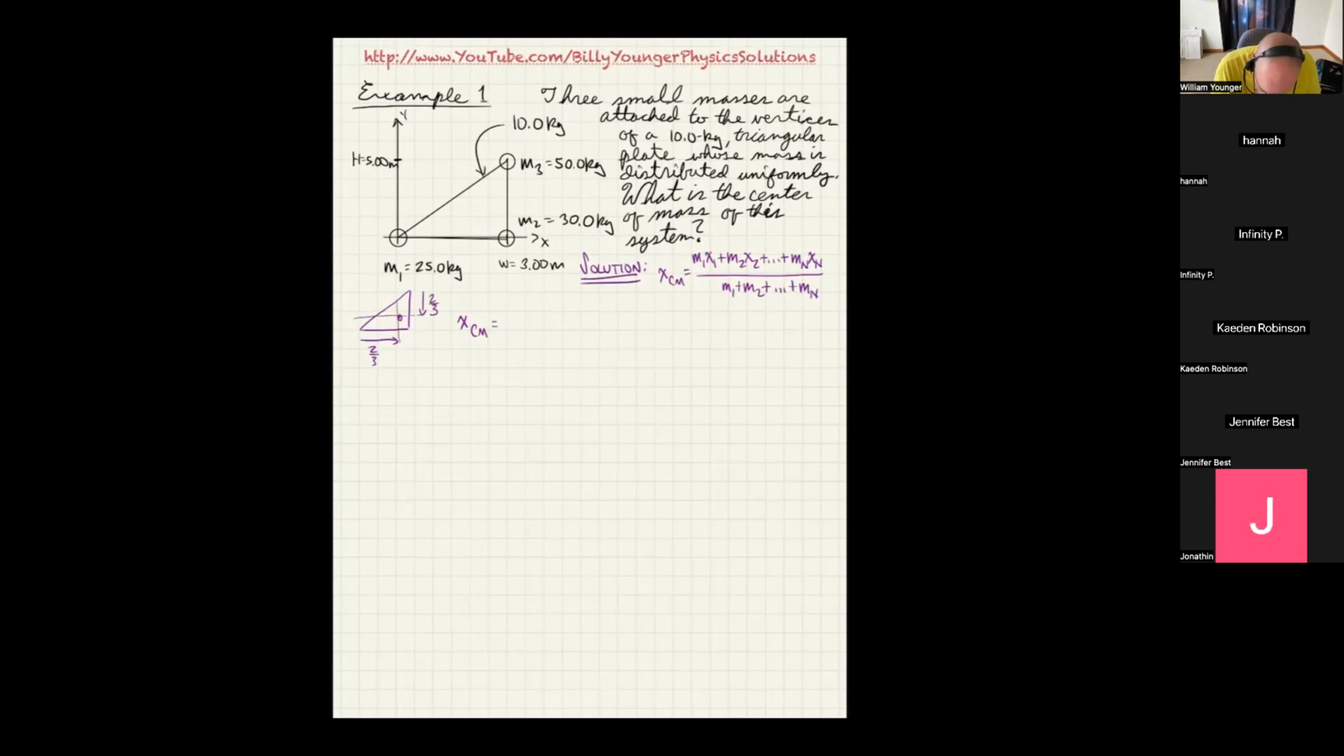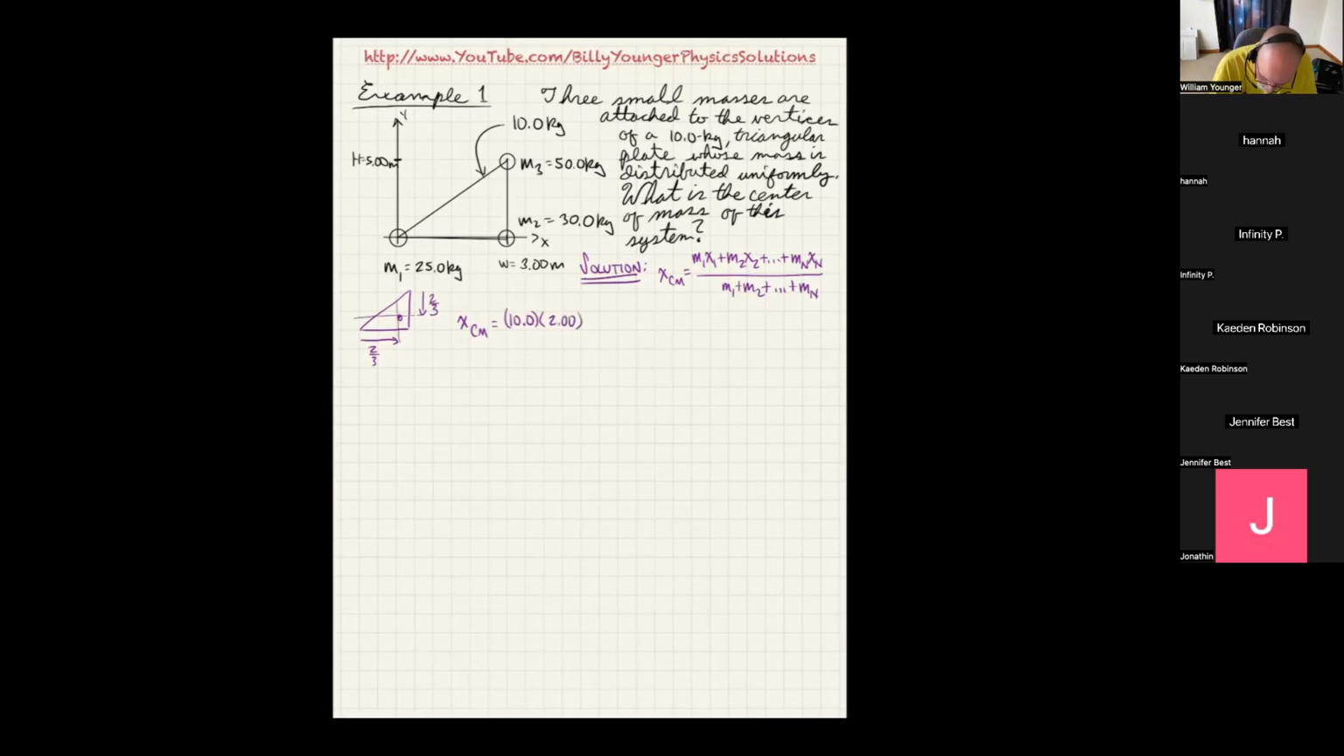So the mass for the triangular plate is 10.0. I'm leaving the units off just because it's cumbersome to write all that stuff and it takes a long time. So that's something you definitely want to pay attention to, to make sure everything works out. I'm not writing it down, but I am paying attention to it. So the center of mass, at least along the x direction, is 2/3 of 3.00 meters. If you multiply 2/3 of 3.00 meters, you get 2.00 meters.